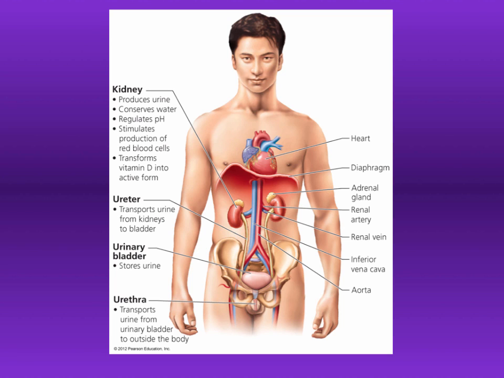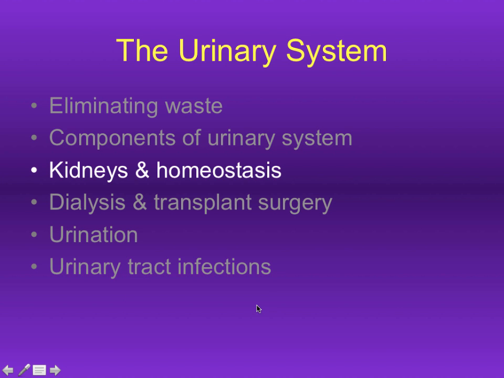But we have the main parts here. Kidneys kind of in the lower to mid part of the dorsal side of the back. We have ureters carrying the material from the kidneys down to the bladder, and then from the bladder we have a urethra carrying the urine on out of the body.